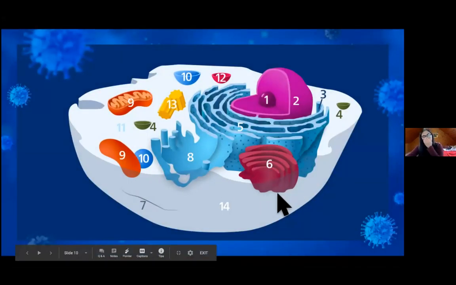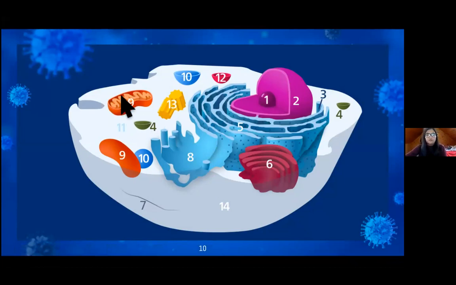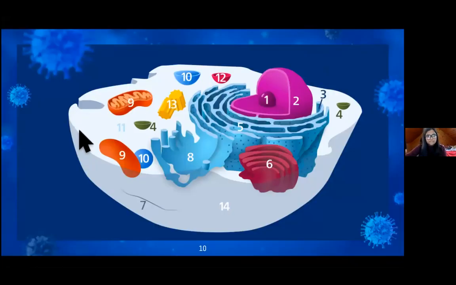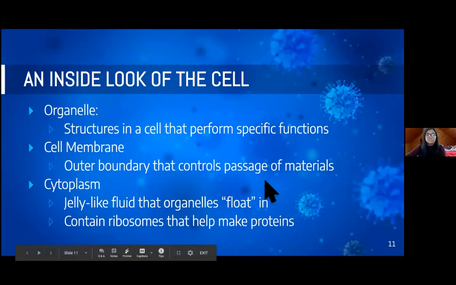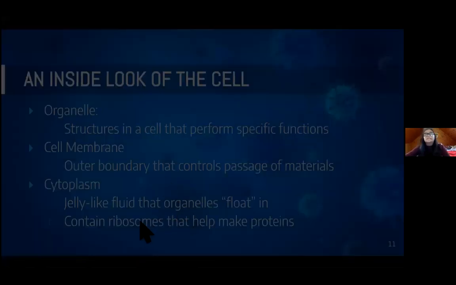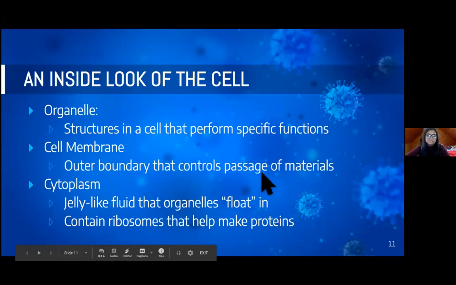So this is a diagram of a cell, and now we're just going to be going into what all of these little colorful things are. These colorful structures are called organelles, and they're structures within the cell that perform specific functions. So it's like a really big machine within our bodies that has tiny, small machines within it. Basically, if you can see here, it doesn't show that well, but there should be a membrane here. That's the cell membrane, which is the outer boundary that controls the passage of materials. And all the white space here, that's not just empty space. It's actually a jelly-like fluid which the organelles can float on. It contains structures called ribosomes that help make proteins. And in this fluid, a lot of our body's chemical processes take place.